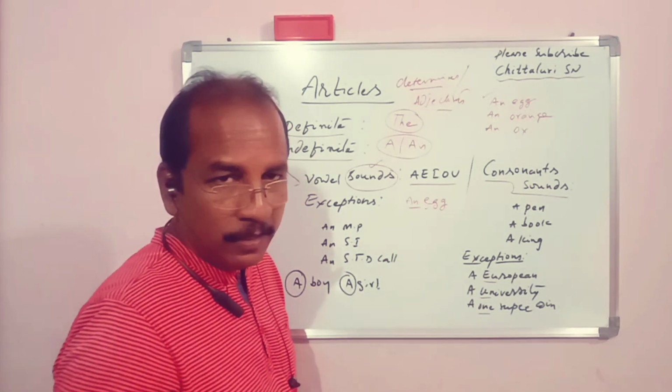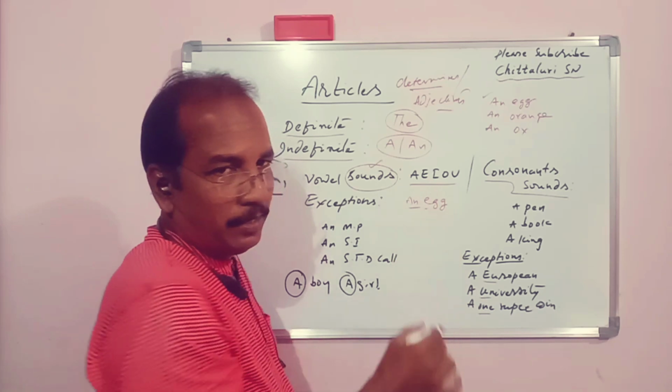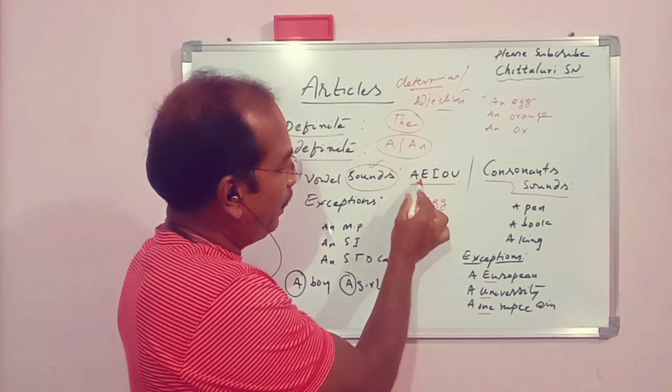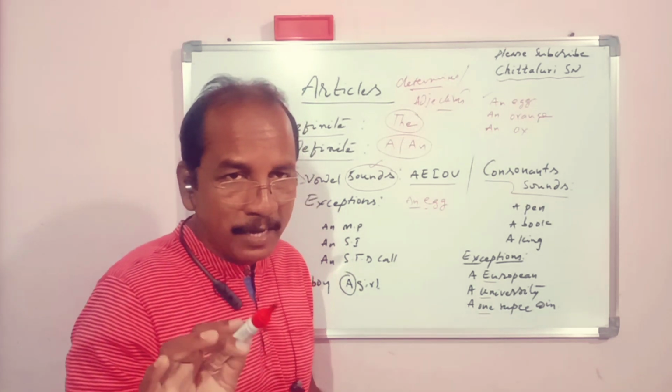E is the first letter. So what is E? It is a vowel. As I told you, A, E, I, O, U: five vowels are there in the English alphabet.